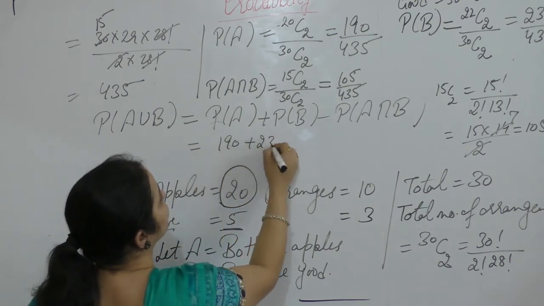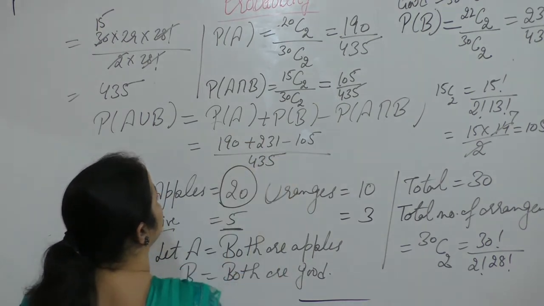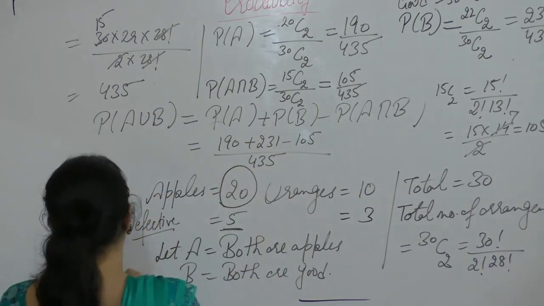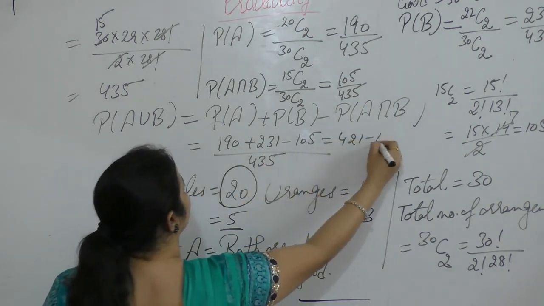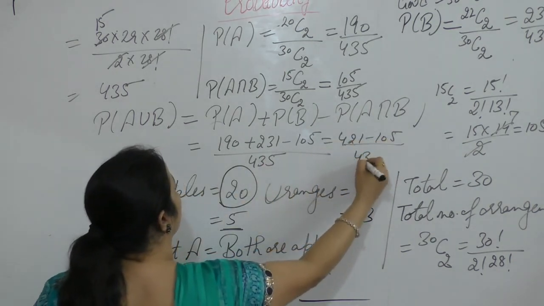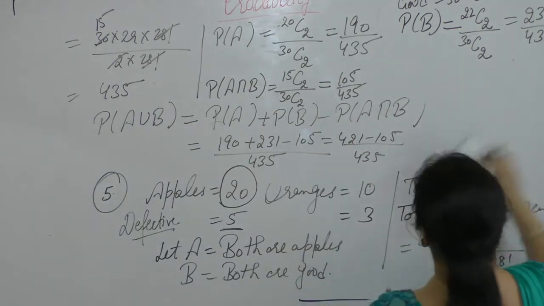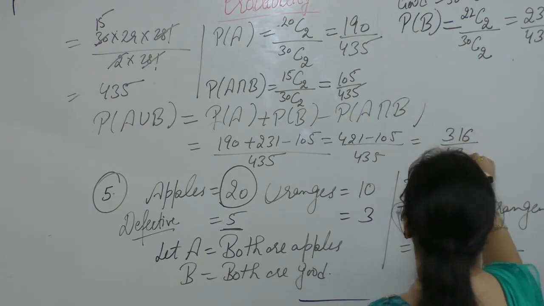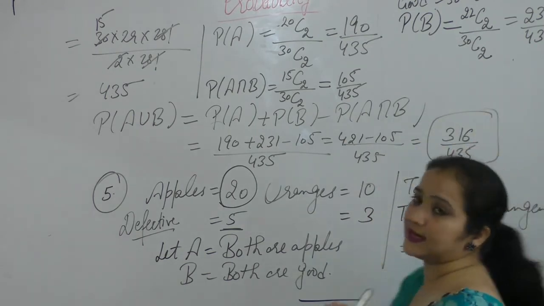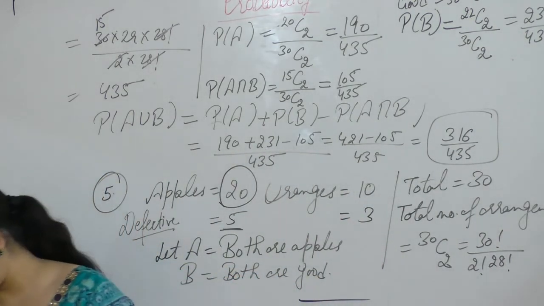190 plus 231 minus 105 upon 435. 231 plus 190 is 421, minus 105, upon 435. So 316 upon 435. Note it down.